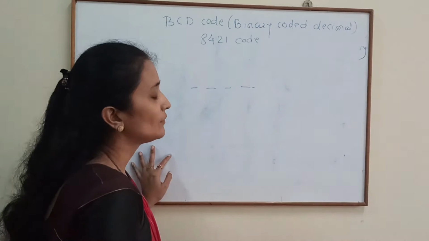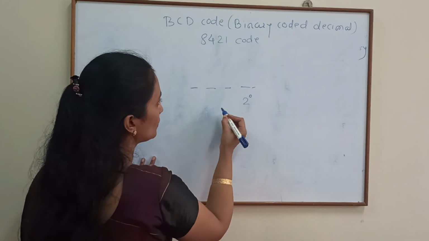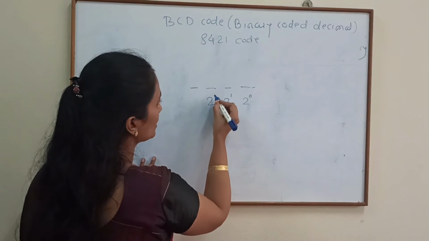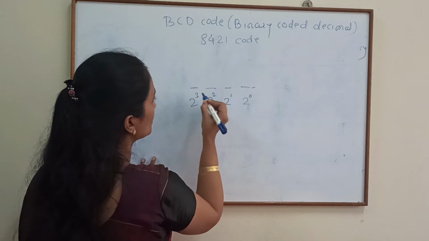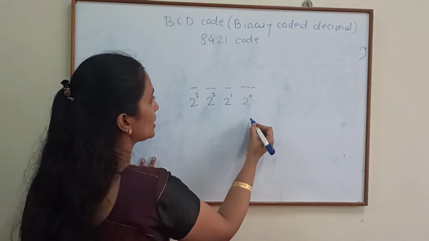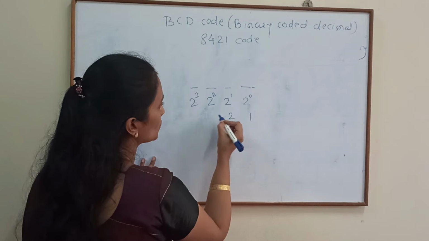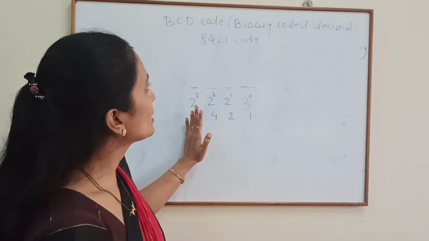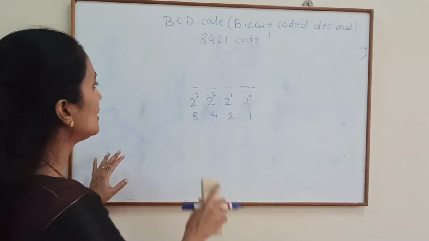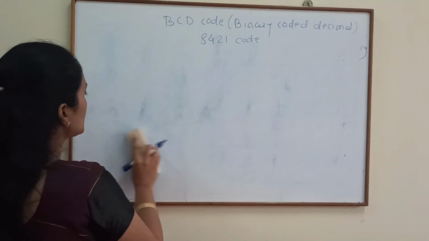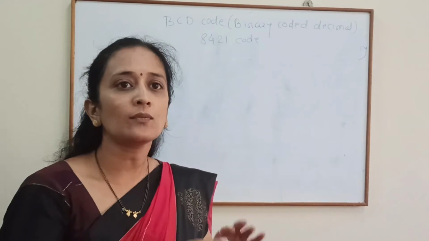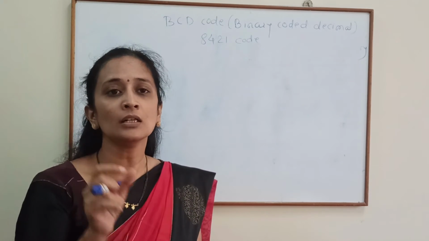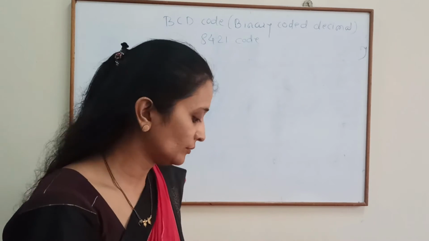This bit will be having weight 2 raised to 0. This bit will be having weight 2 raised to 1. This bit will be having weight 2 raised to 2, and this 2 raised to 3. Therefore, weight of this bit is 1. This bit is 2. This bit is 4. This bit is 8. Therefore, this number system is called as a weighted number system. If you represent any decimal number in the form of 4 bit, in the form of binary, that number is called as a BCD coded number.